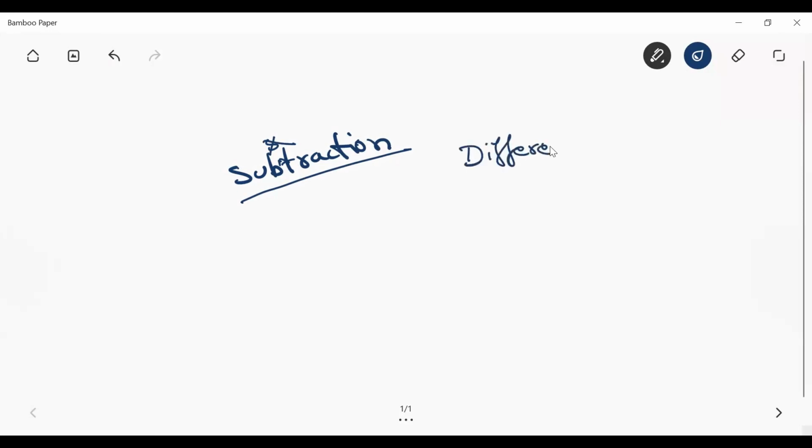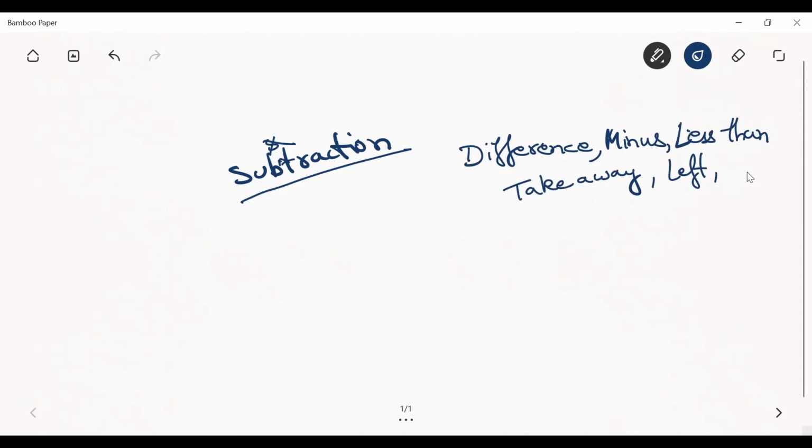Now, the other words which can come to you for subtraction are: difference, less, how much, minus, less than, left, take away, leftover, spend, remove, amount. It also depends on the question.